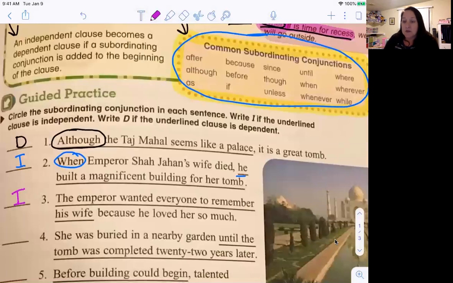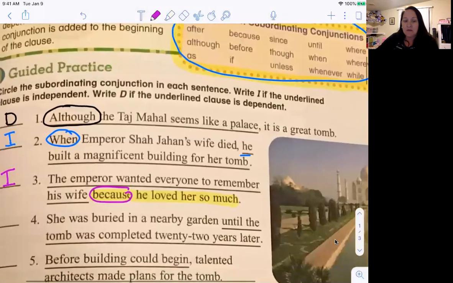Now let's look at the first part of our directions again. It says, circle the subordinating conjunction in each sentence. What word in this part of the sentence is a subordinating conjunction? If you said the word because, you are right. So that is a subordinating conjunction. Let's keep going to number 4.